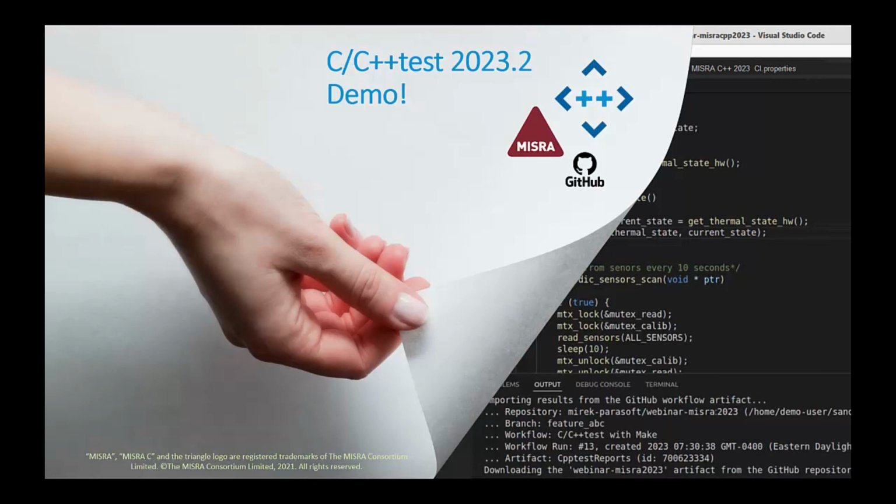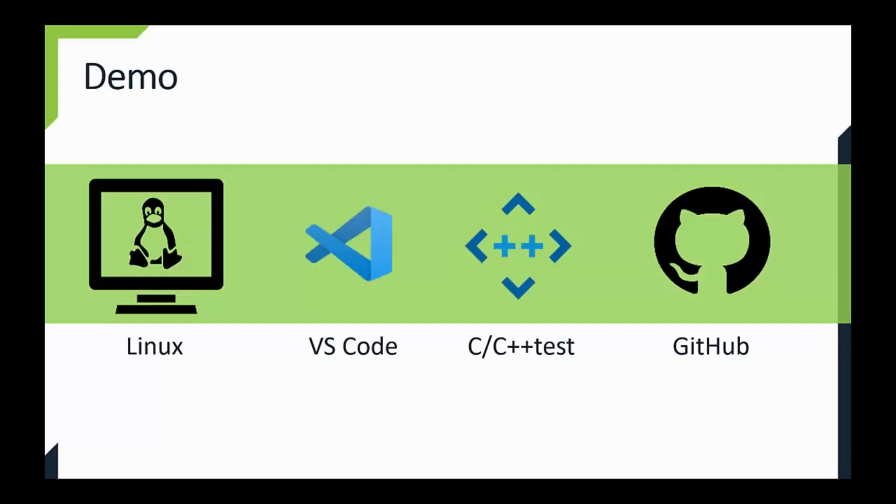Okay, let's get to the demo. For the demonstration, we'll use a Linux workstation with VS Code and Parasoft C/C++test, GitHub as the CI platform, and one of the open source projects as a codebase.